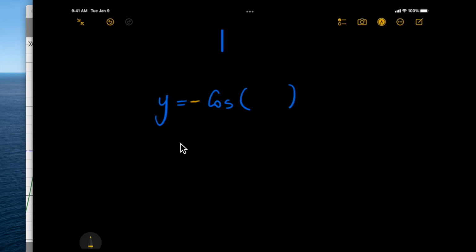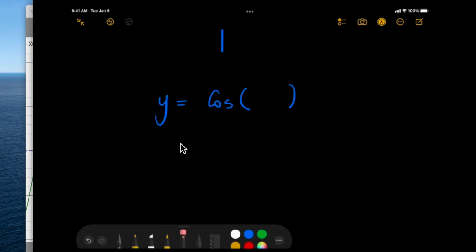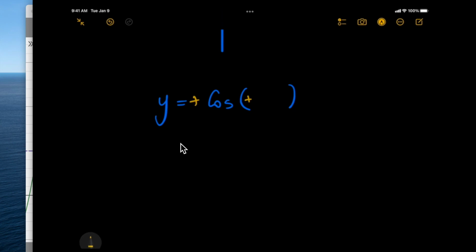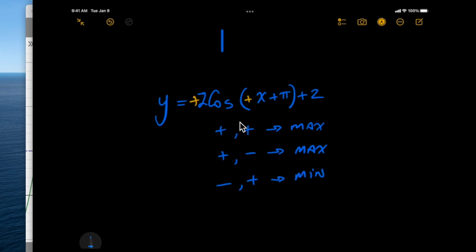So let's go through the parameters. On the outside, if you're positive, let's say you have x here. If you're positive, you're going to start at the maximum. If you have positive, negative, you're still going to start at the maximum. If you have negative, positive, you're going to start at the minimum. And if you have negative, negative, you will be at the minimum.